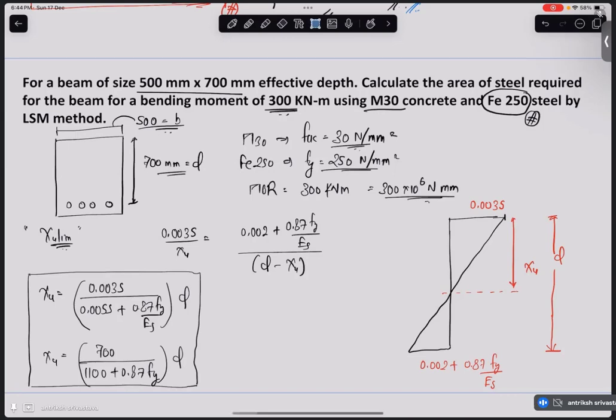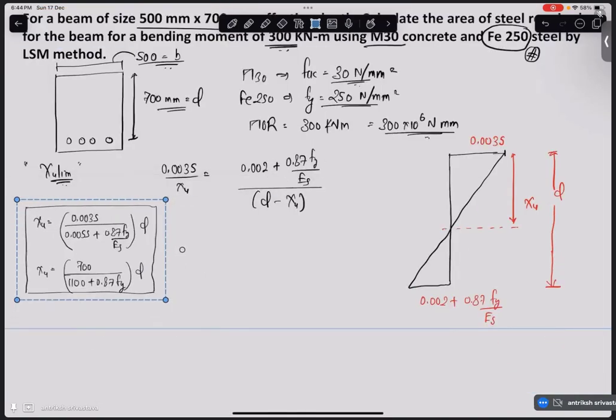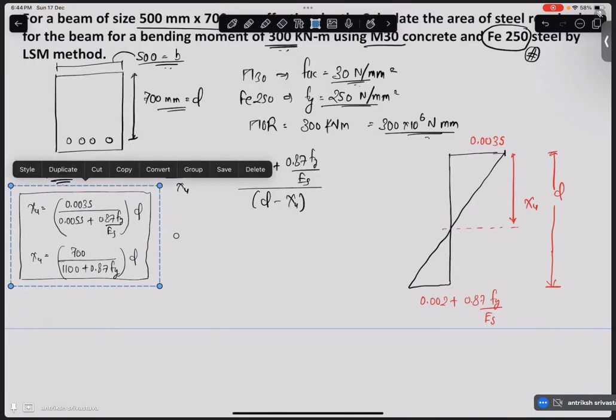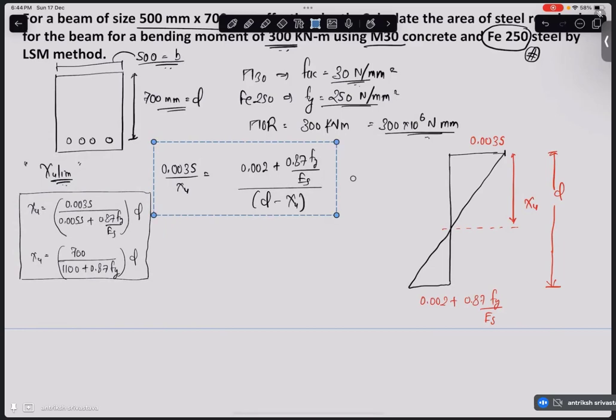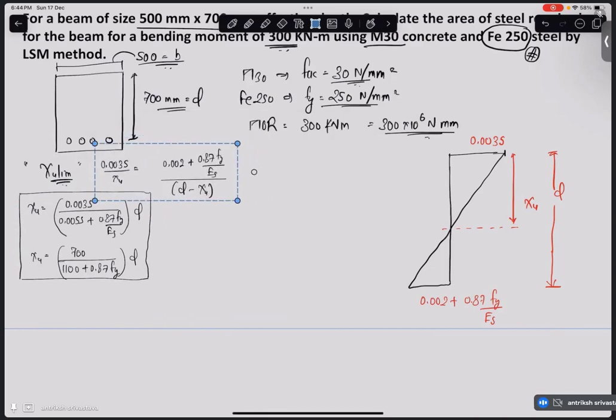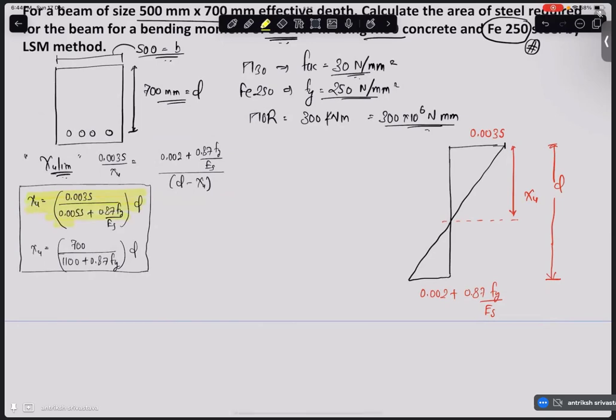Alright, so again I am going to make this shorter. This is the way how we have obtained it. So I am going to keep it here and just highlight this. So these are the formulas for Xu limiting. Alright, now let's calculate this Xu limiting of ours.